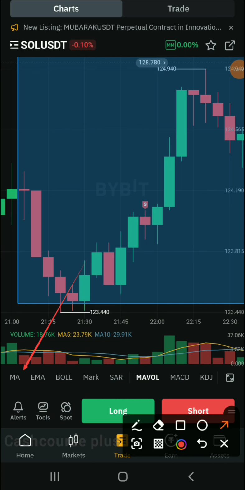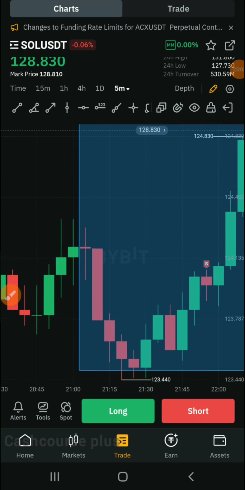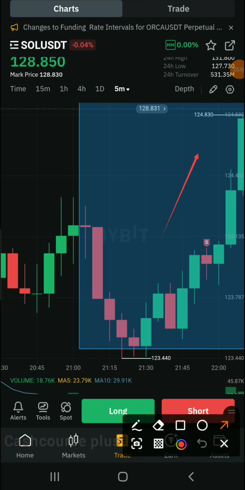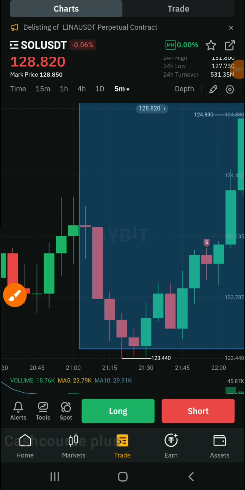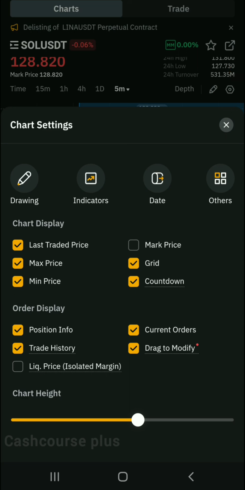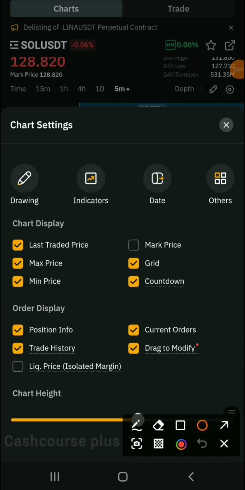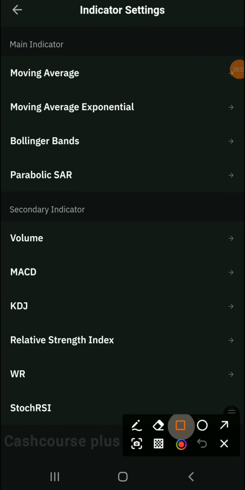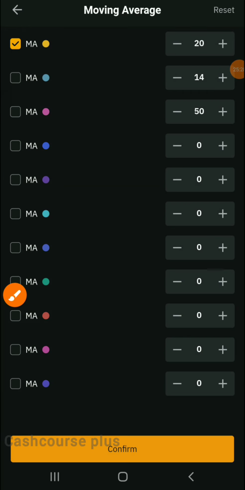So before you toggle on the moving average, all you have to do is go to your indicator settings. Let me show you. Click on this gear icon right here. When you click on it, you're going to see this interface appearing, and then click on indicators. Then click on moving average right here.